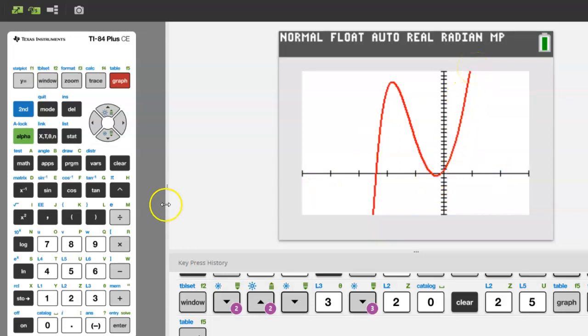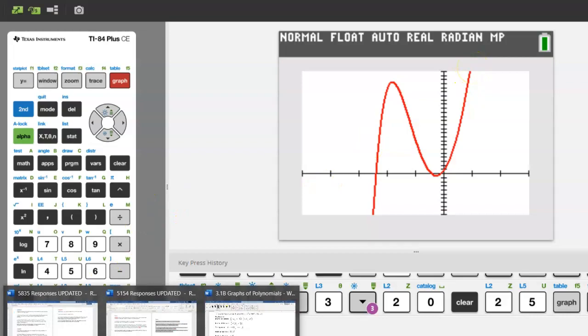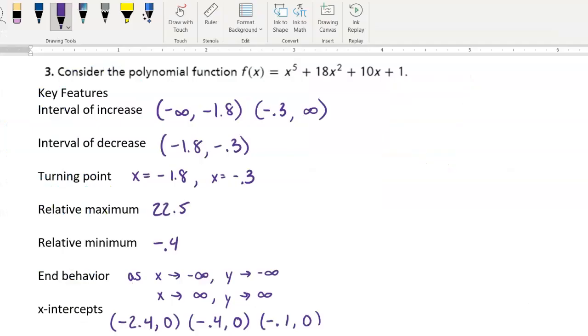So let's look at my notes here so you can see what our answers are. So again, those values where it changes direction are negative 1.8 and negative 0.3. So from negative infinity to negative 1.8 it increases, and then from negative 0.3 to infinity it increases. In between those 2 points is where it's decreasing. So from negative 1.8 to negative 0.3. And then you see our turning points there, our relative maximum and relative minimum. Remember, those are the y values, not the x values.